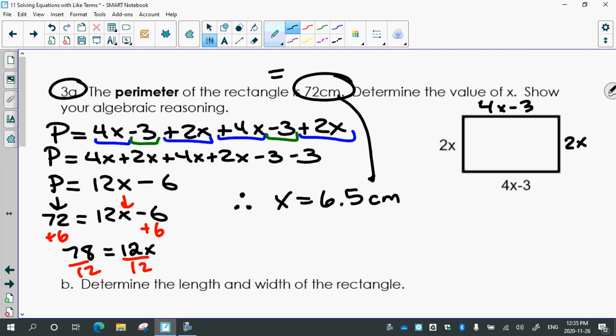So that type of EQAO question is usually on once a year between the two booklets. Okay? Somewhere, either in multiple choice or a short answer. Figuring out what x is based on the perimeter. Okay?